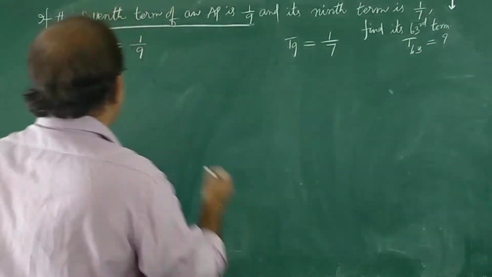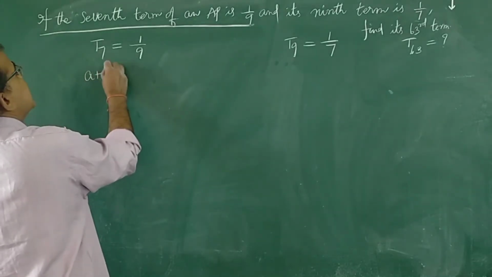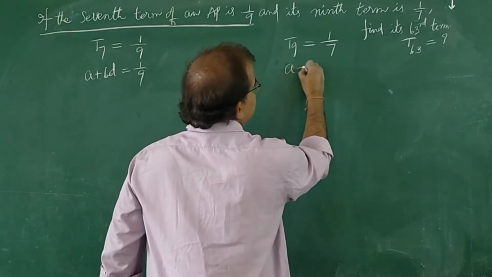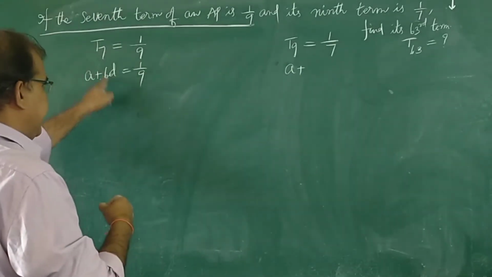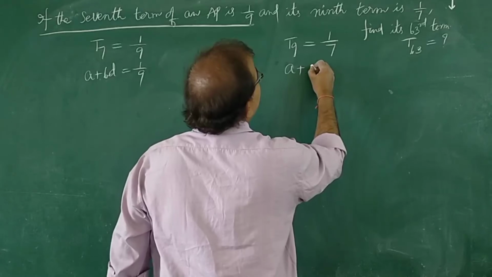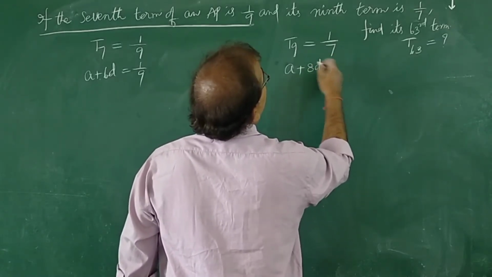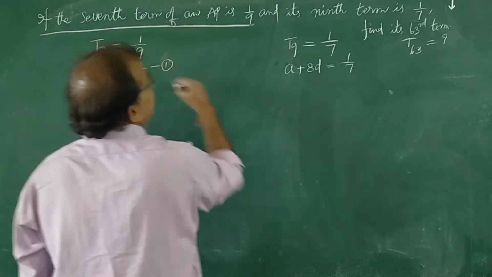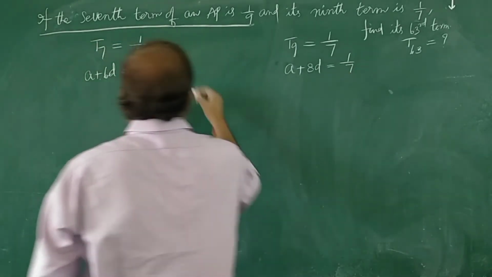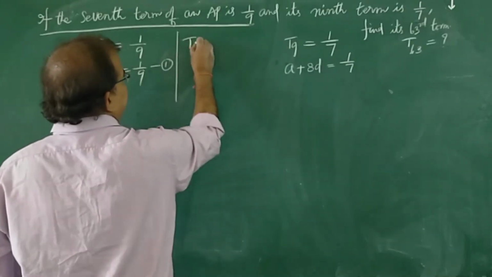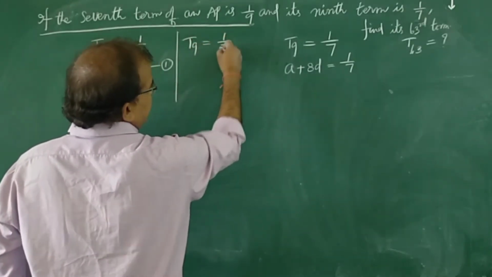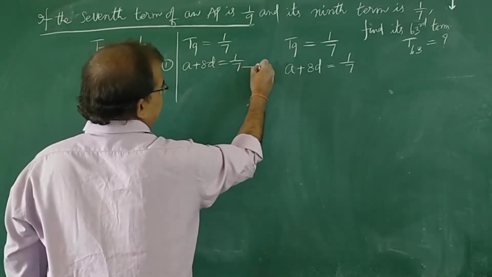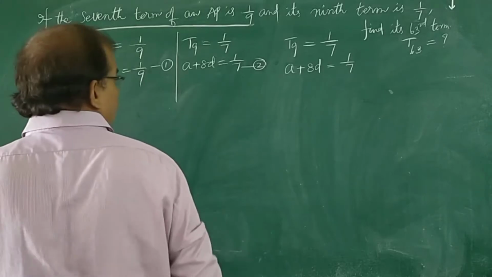Easily we can do this. Now, here A plus 6D is equal to 1 by 9. This is equation 1. Here A plus 8D is equal to 1 by 7. This is equation 2. Here I write T9 is equal to 1 by 7, so A plus 8D is equal to 1 by 7.